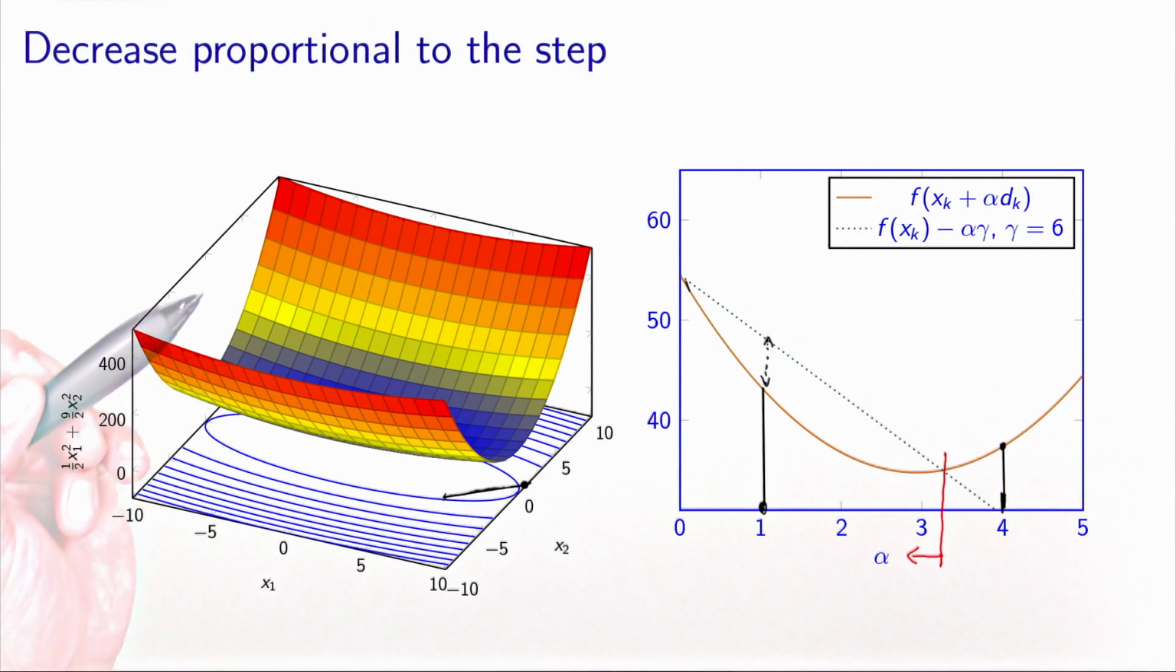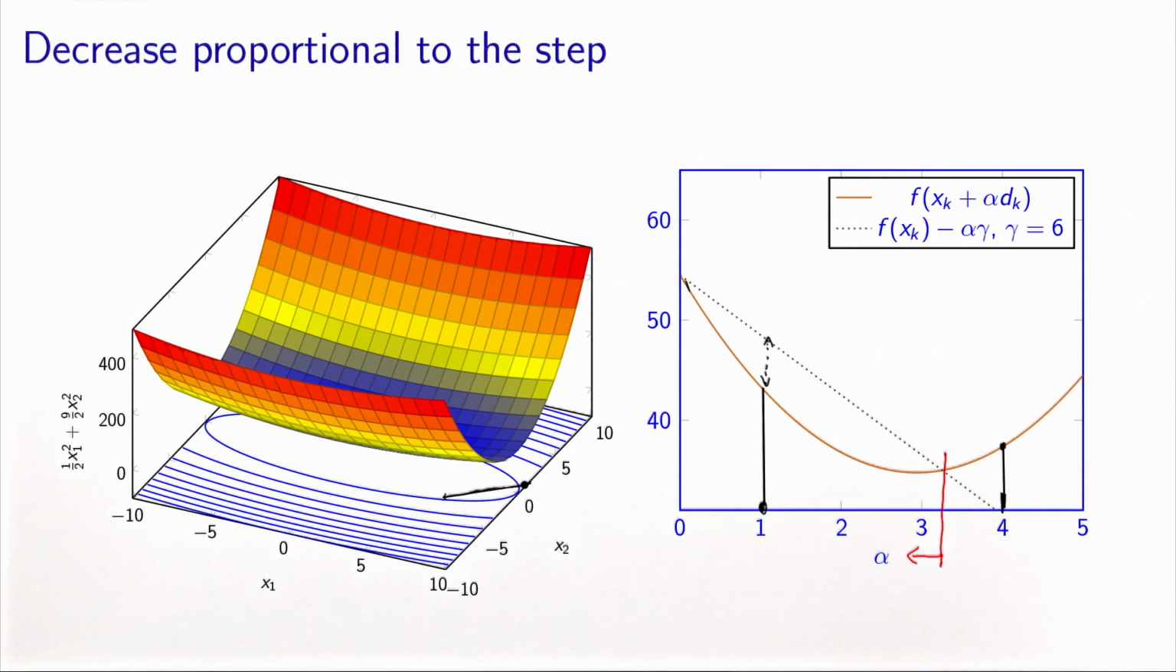If you make a long step, you better decrease the value of the function significantly. And this is defined by this linear condition. But this value of gamma looks strange. Here I put gamma equals 6 just for the sake of the example. Obviously, this is arbitrary.